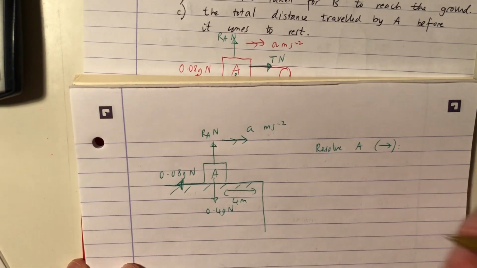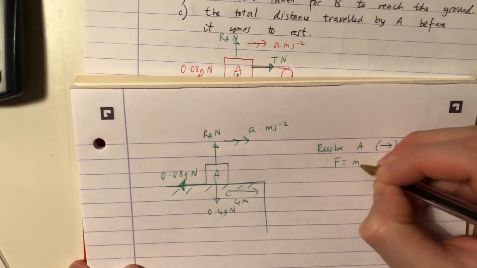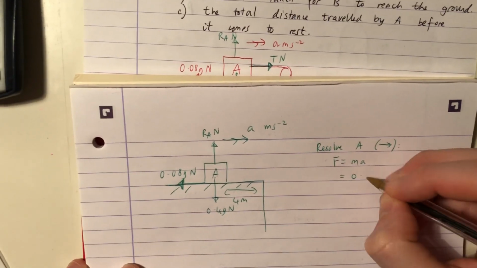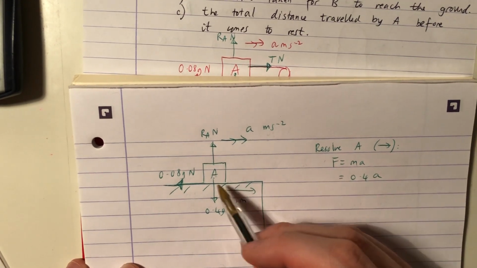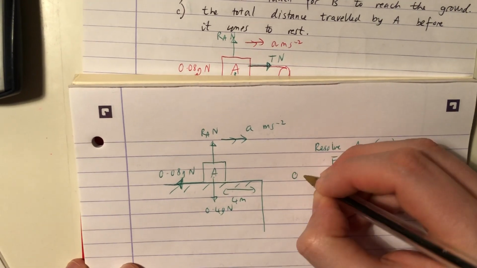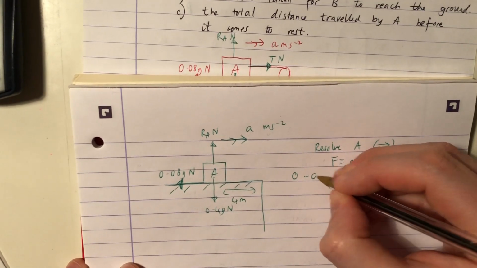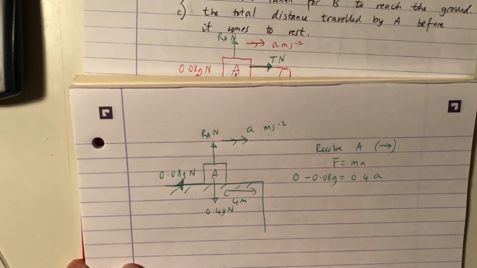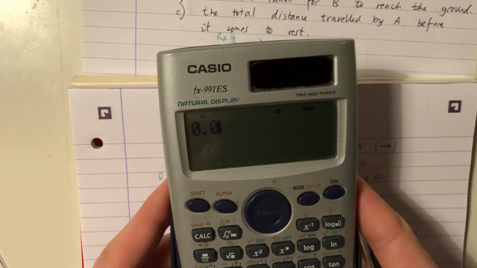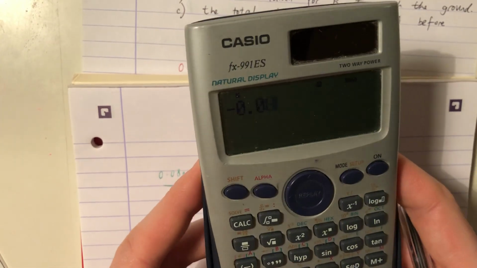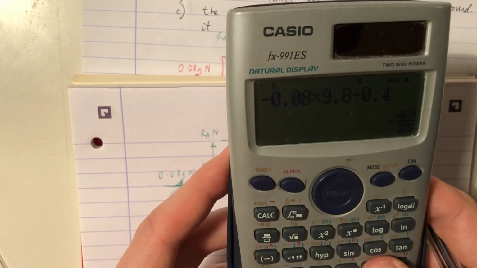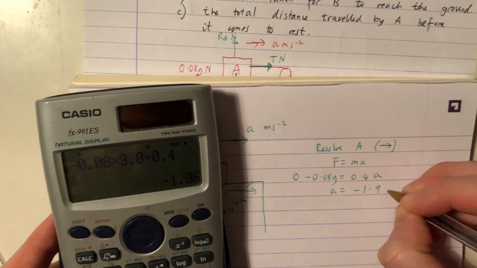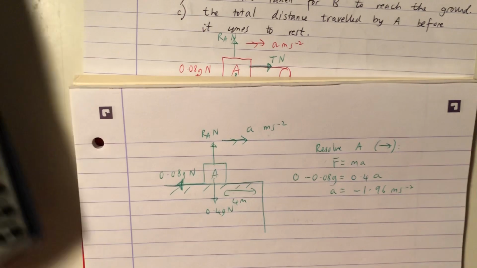Okay, it is accelerating because it's slowing down. F equals ma. Mass is 0.4, A is unknown. The resultant force now is the forces going with, which is 0, subtract the forces going against, which is 0.08 G. And if you make A the subject, minus 0.08 times 9.8 divided by 0.4. It's a deceleration of 1.96 meters per second squared.